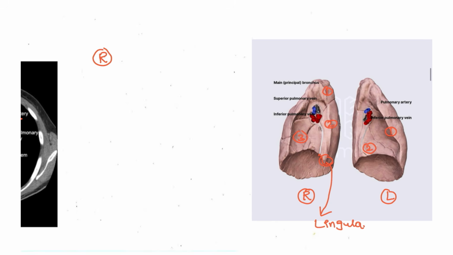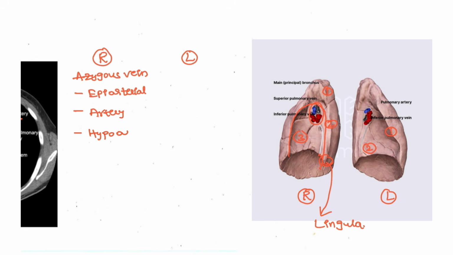Coming to the structures, this is the right side of the lung and this is the left side of the lung. On the right side of the lung, if you observe, this is how the border is formed. What is this border formed on the right side? This is the azygos vein, and below the azygos vein we have the hilum, right? In the hilum we have the eparterial bronchus and also the artery, the hyparterial bronchus and vein. And what are the eparterial and hyparterial?